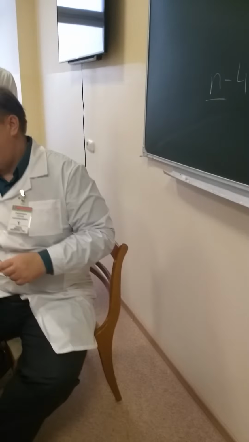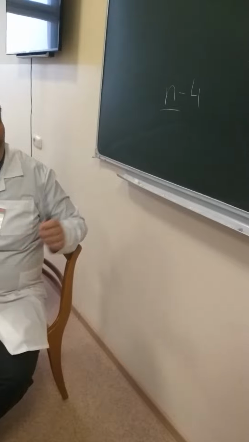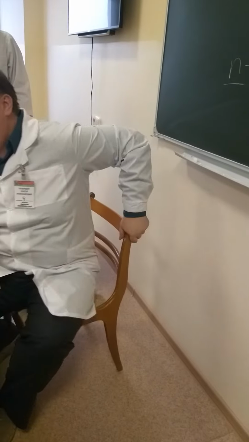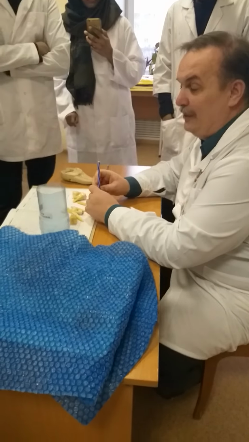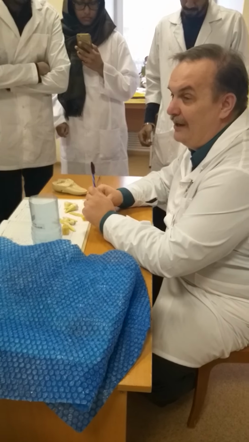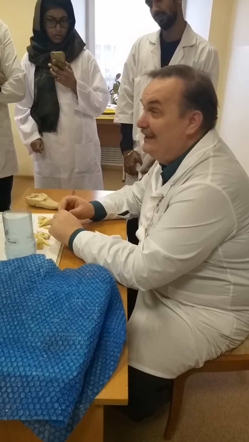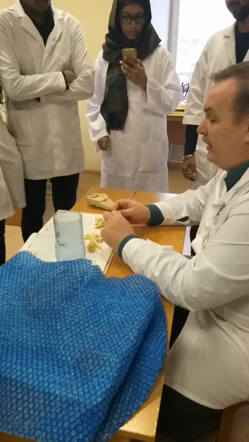For example, at 4 months, 4 minus 4, 0. At 5 months, 5 minus 4, that is 1. At 6 months, 6 minus 4, 2. Two lower incisors usually start to grow together. That is why at the age of 5 or 6 months, two incisors start to appear. And in 1 year, that is 12 minus 4, how many teeth can we see? 8 teeth.